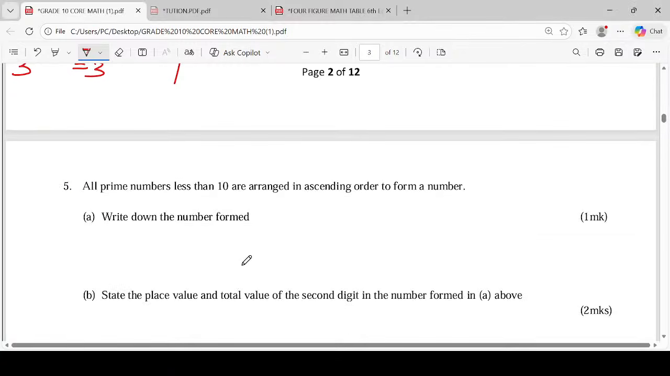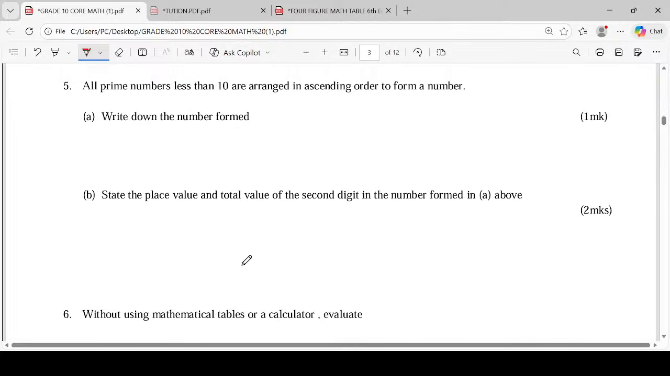Look at question number 5, whereby we are being told in question number 5, all the prime numbers less than 10 are arranged in ascending order to form a number. Part A, write down the number formed.